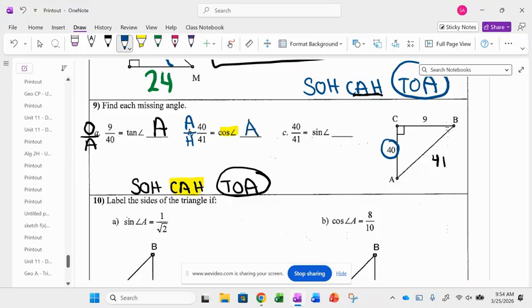I want you guys to do letter C by yourself. It's never the right angle. So your option could never be the right angle as an answer.